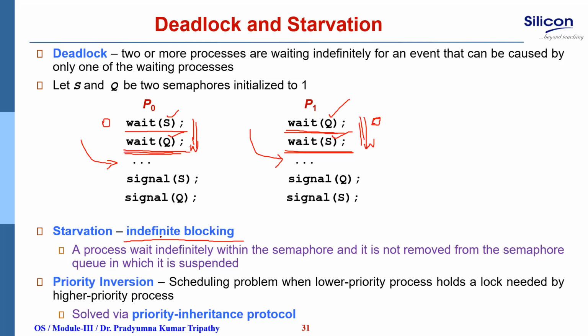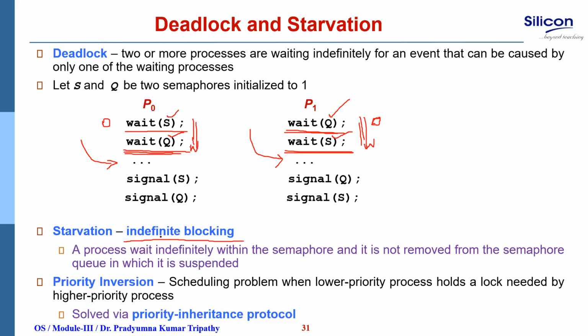There is another concept called priority inversion. It is a scheduling problem when a lower priority process holds a lock needed by a higher priority process. This is solved by the priority inheritance protocol. We'll read it in detail in our deadlock chapter.